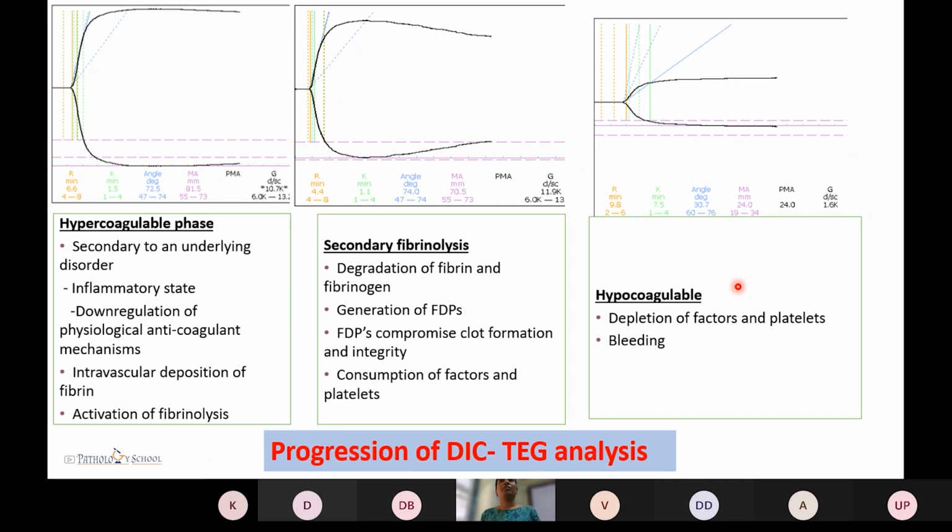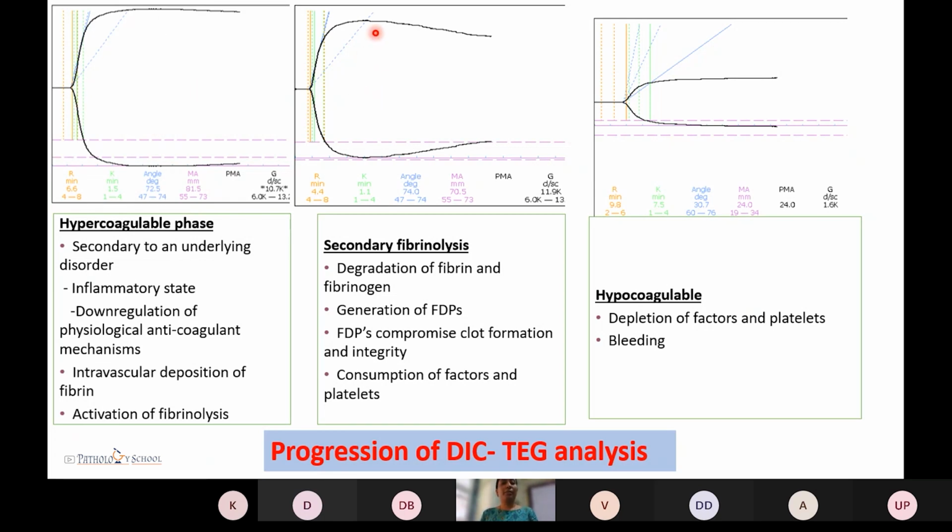One condition which comes regularly in our practice is DIC, that is disseminated intravascular coagulation. In such patients, we receive TEG tracings in 3 phases, depending upon what is the coagulation status of that patient at that moment. So the 3 phases are hypercoagulable phase, secondary fibrinolysis, and hypocoagulable phase. In hypercoagulable phase, we can notice that the maximum amplitude of this graph is significantly raised. It can be because of the intravascular deposition of fibrin and high value of platelets in the patient.